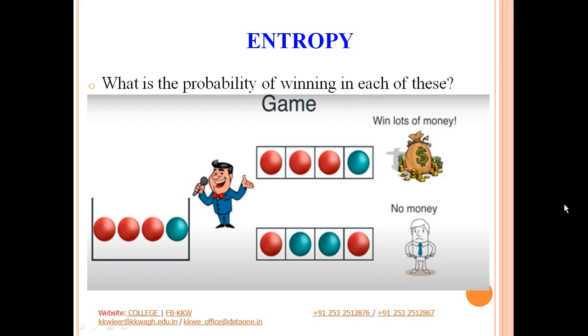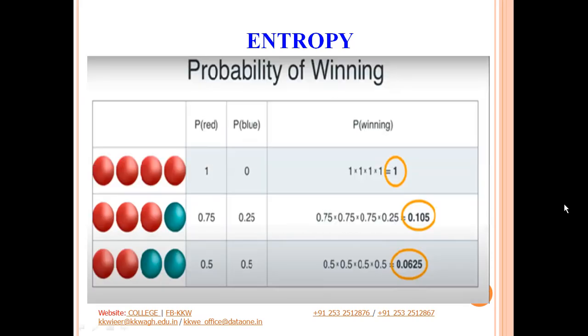So how do we get that probability? Yes, definitely if you consider the first basket, you have all 4 red balls, so the probability of getting a red is 1 and the probability of getting a blue is 0, and we are picking 4 balls in 4 chances, so all the 4 balls would definitely be red. So in this case, the probability of winning is 1 into 1 into 1 into 1, that is 1.